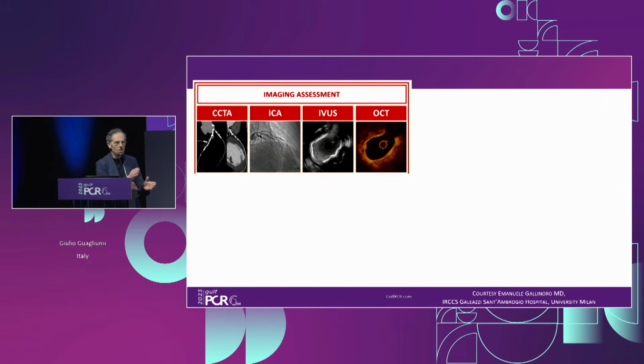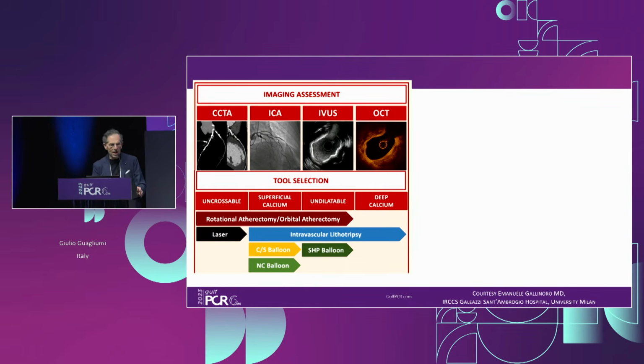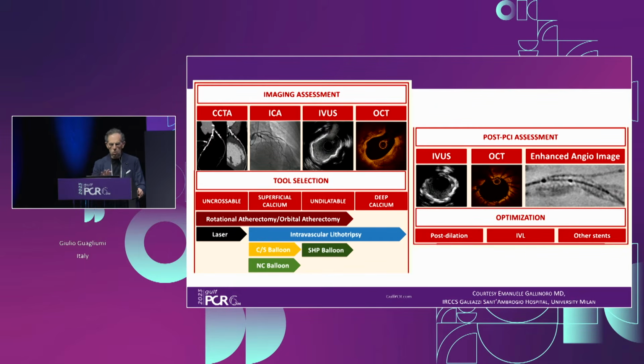Balloon or rotational atherectomy, open up the channel, and then try to get some idea about the calcium distribution and, of course, to select the tool. When it's uncrossable, we saw an example: rotational atherectomy or orbital, or eventually, for the lucky people, also laser. And depending upon if it is superficial or deep, you can select a different type of tool. And then, very important, go to the post-PCI assessment. This is the strategy in steps.